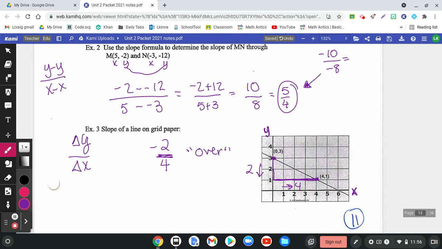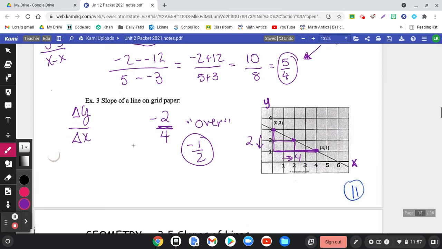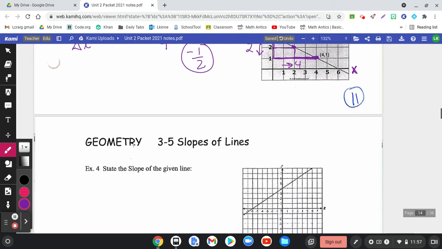We don't say, oh, this fraction is negative 4 over negative 2. No, it's negative 2 over 4. So whatever you go over should be on the bottom of your fraction. And again, simplify that, negative 1/2. So that means if you go down 1 over 2, down 1 over 2, that's your slope, instead of having to use the equation. All right, and we'll work with both of those.